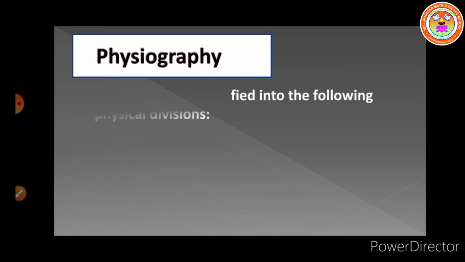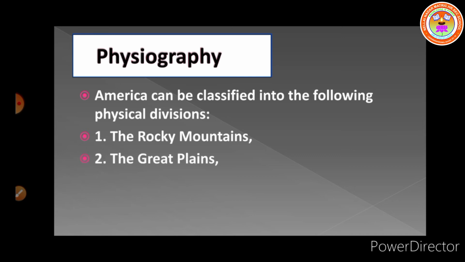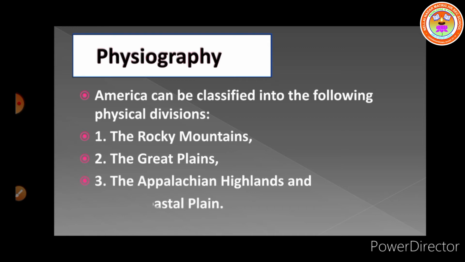North America can be classified into the following physical divisions. First one, the Rocky Mountains. Second one, the Great Plains. Third one, the Appalachian Highlands. Fourth one, the Coastal Plain. Okay, let us see one by one.